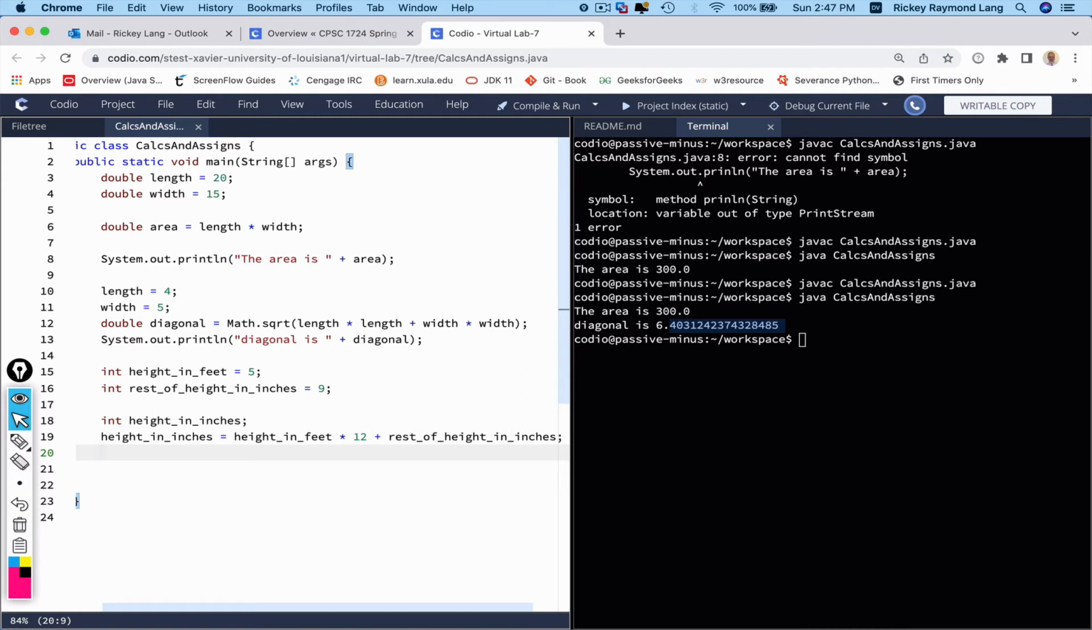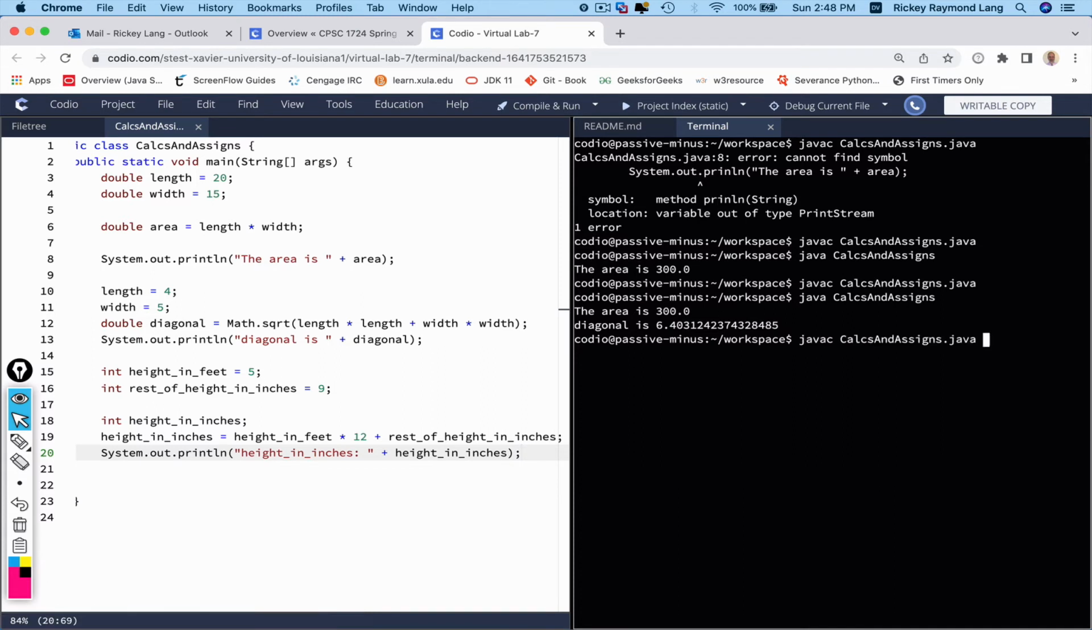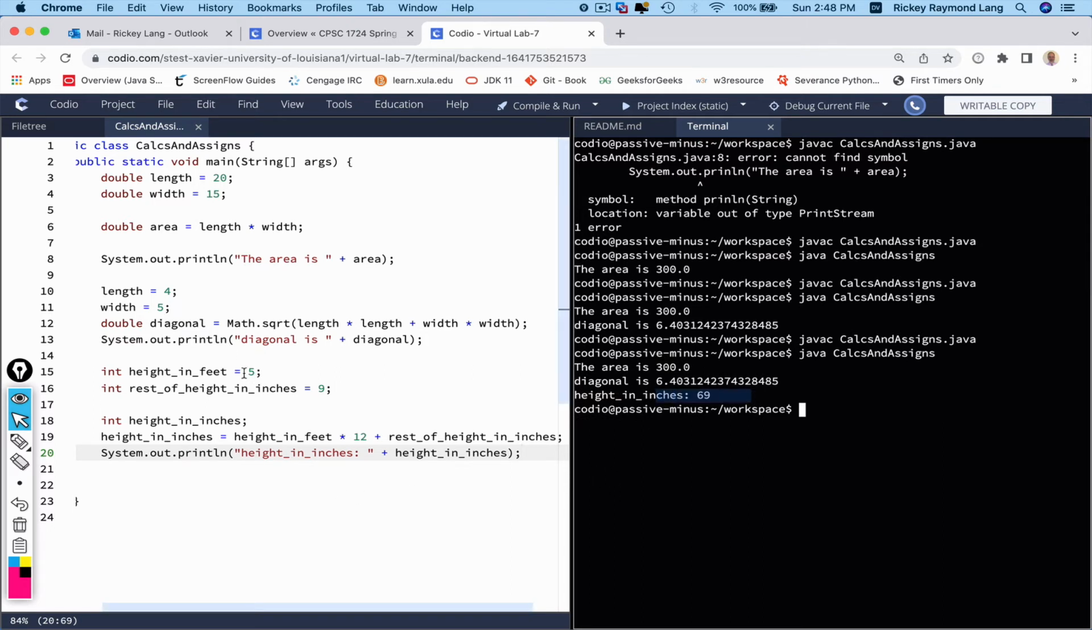And output the result. And take a look. 69 inches. Sure. 5 feet is 60 inches plus another 9 inches.